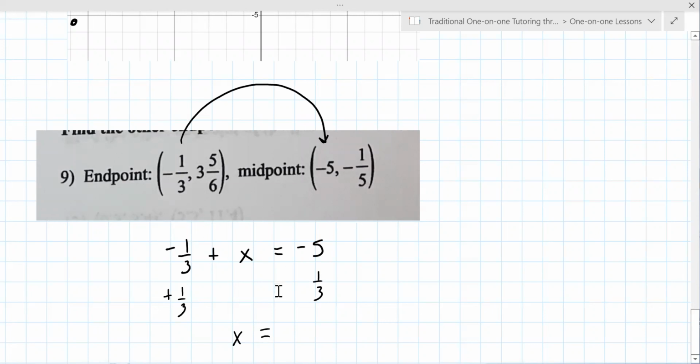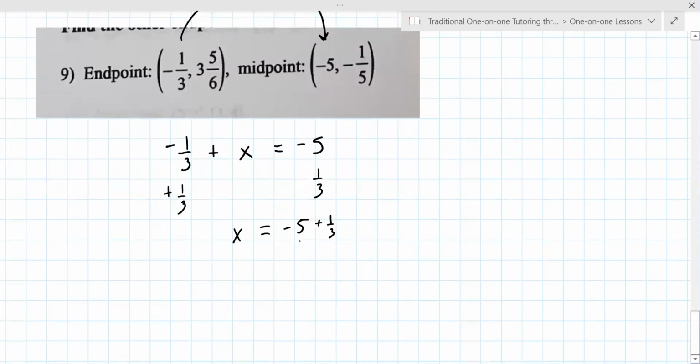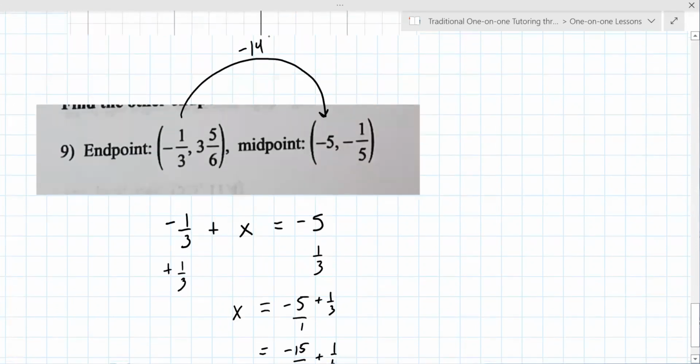So to do this, to take -5 and add 1/3 to it, you have to make a common denominator. So you're going to change the -5. You're going to multiply the top and bottom by 3. So it's -15/3 plus 1/3 = -14/3. So your jump, and your jump can be negative, is -14/3.